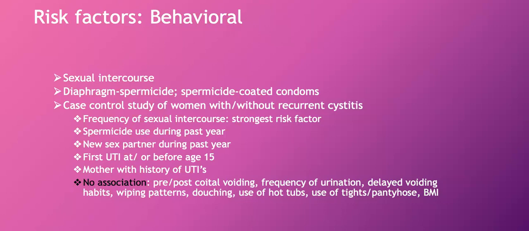Spermicide use during the past year, new sex partner during the past year, first UTI at or before 15 years of age, a positive history of a mother with UTIs. There was, however, no association, as previously thought, with pre and post coital voiding, frequency of urination, delayed voiding habits, wiping patterns, douching, use of hot tubs, use of tights or pantyhose, and BMI.